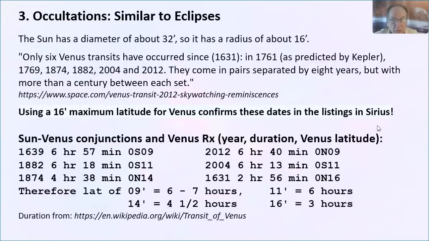And just to show you something that confirms that all of this works the way we're saying, from a website at space.com, an astronomy site, it says only 6 Venus transits have occurred since 1631. There was one in 1761, 1769, 1874, 1882, 2004, and 2012. Only 6, going all the way back hundreds of years. And if you look at the listing, those are the only ones where Venus is retrograde in this listing.